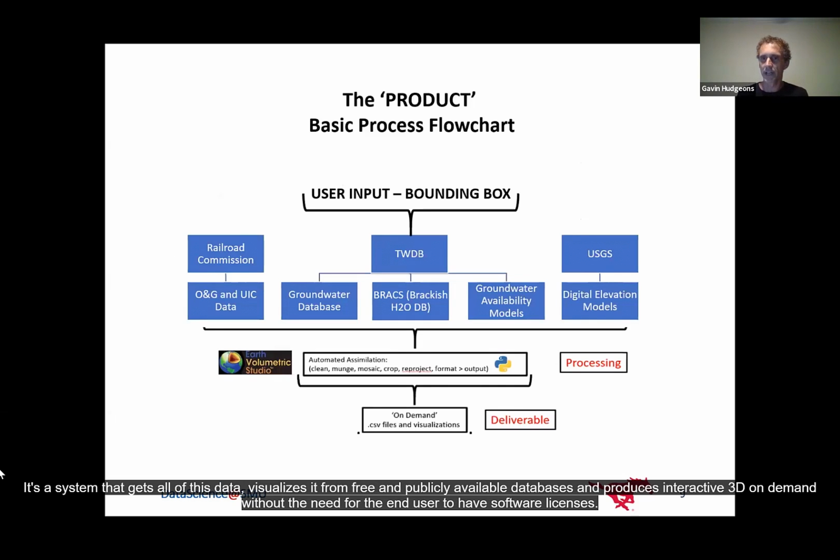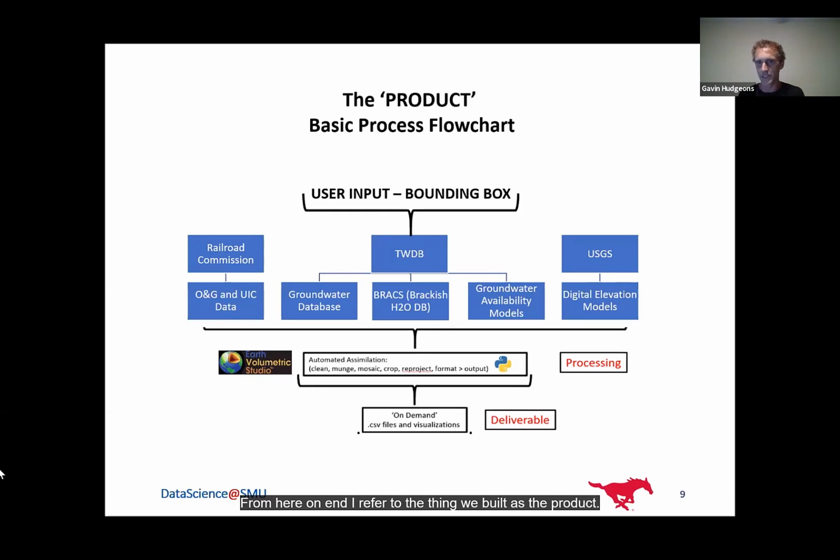This is kind of the basic flowchart of what the product is. There's user input, which is very simple. It's 4 coordinates. It's a bounding box. And then the product goes to the government website. It scrapes the websites for the data in those bounding boxes, formats them, assimilates them, visualizes them, and delivers them back with the database and the visualizations.